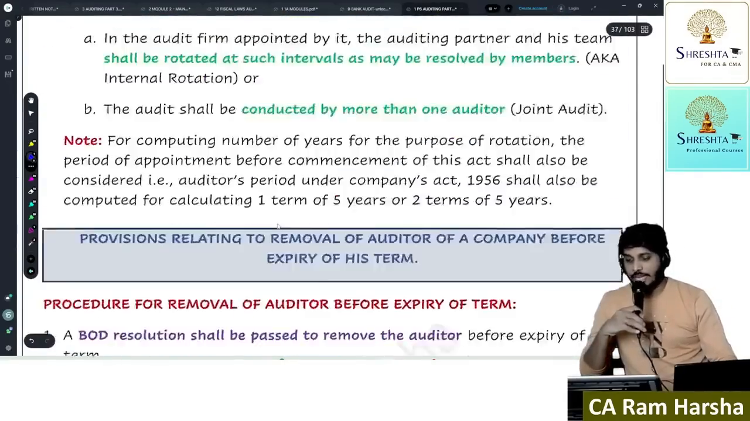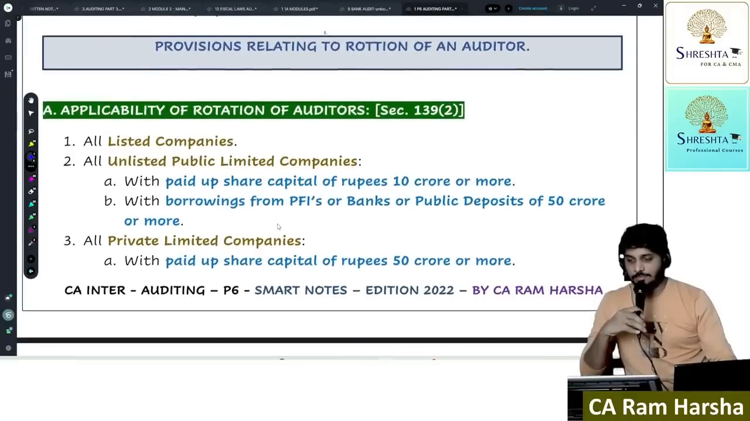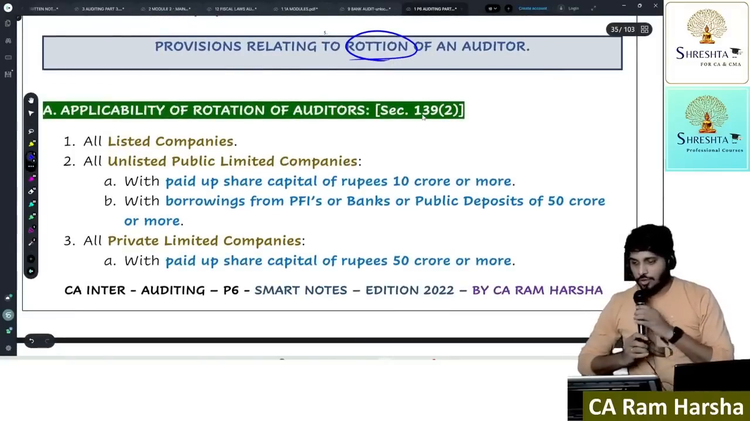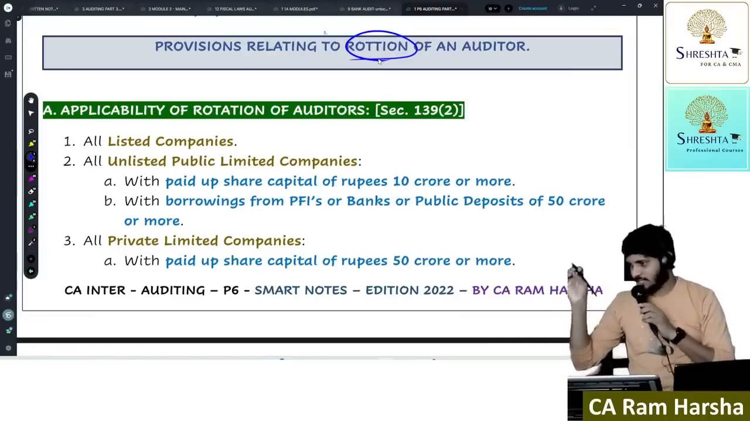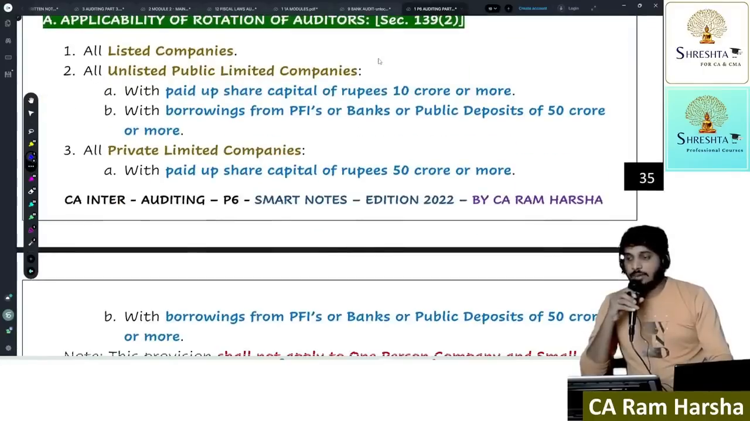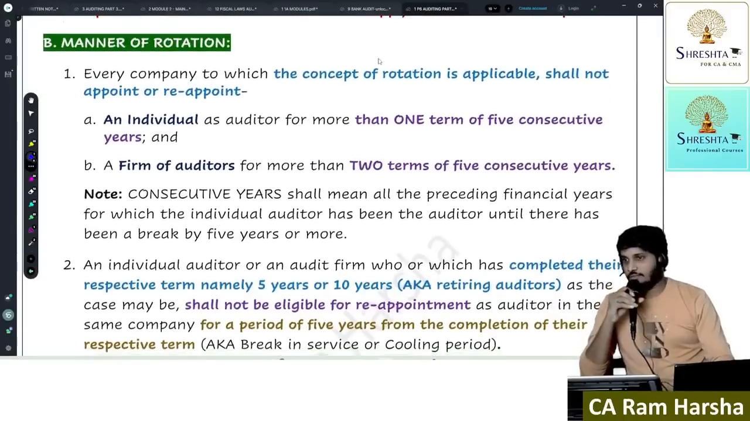Next we have rotation of auditors. Getting it? Actually we have a spelling mistake here. So, rotation of auditor. It's okay. If you find any small mistake, you can take it out. Now, rotation is applicable for these companies. I'm not talking about applicability points now. What is the manner of rotation?